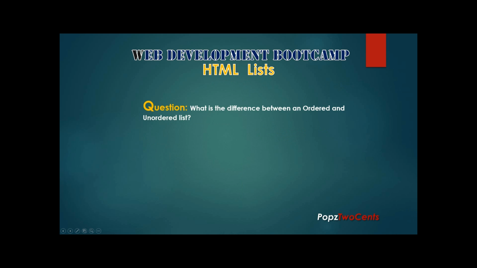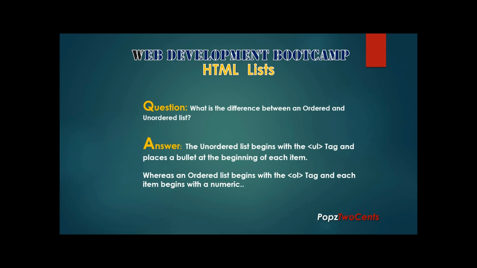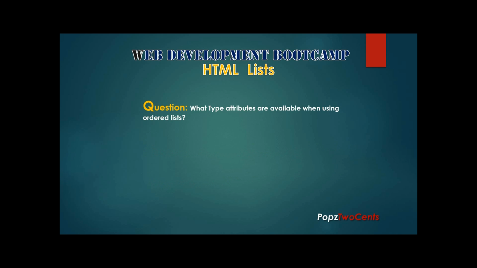Question. What is the difference between an unordered list and an ordered list? The unordered list begins with the UL tag and places a bullet at the beginning of each item, whereas an ordered list begins with the OL tag and each item begins with a numeric by default. Question. What type attributes are available when using ordered lists?